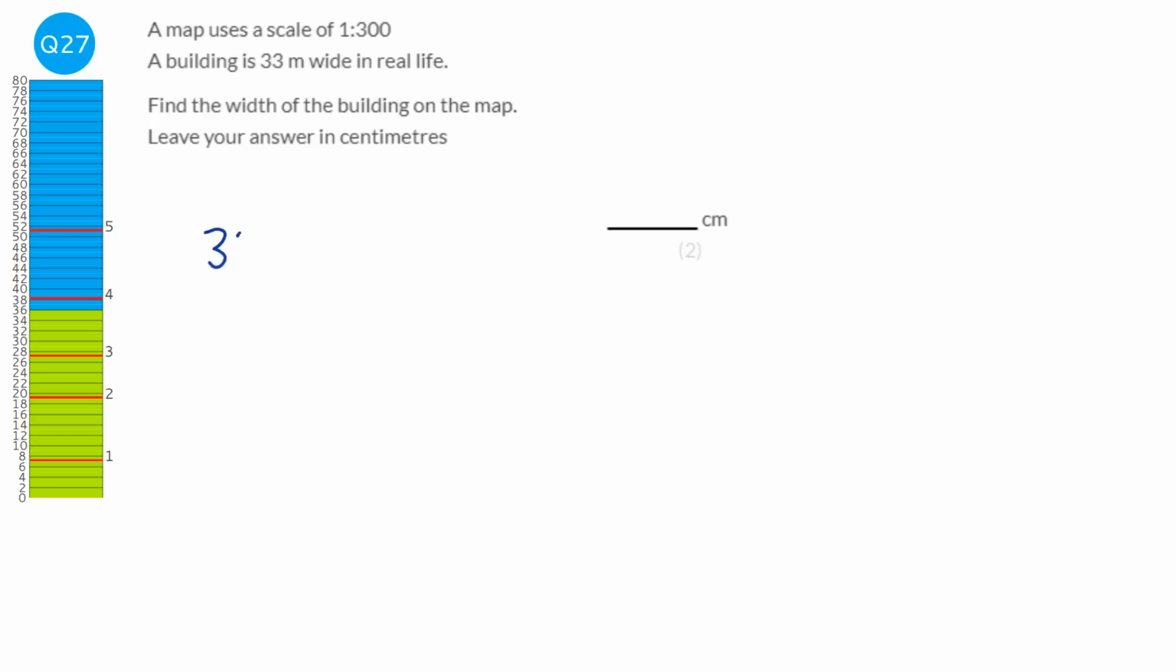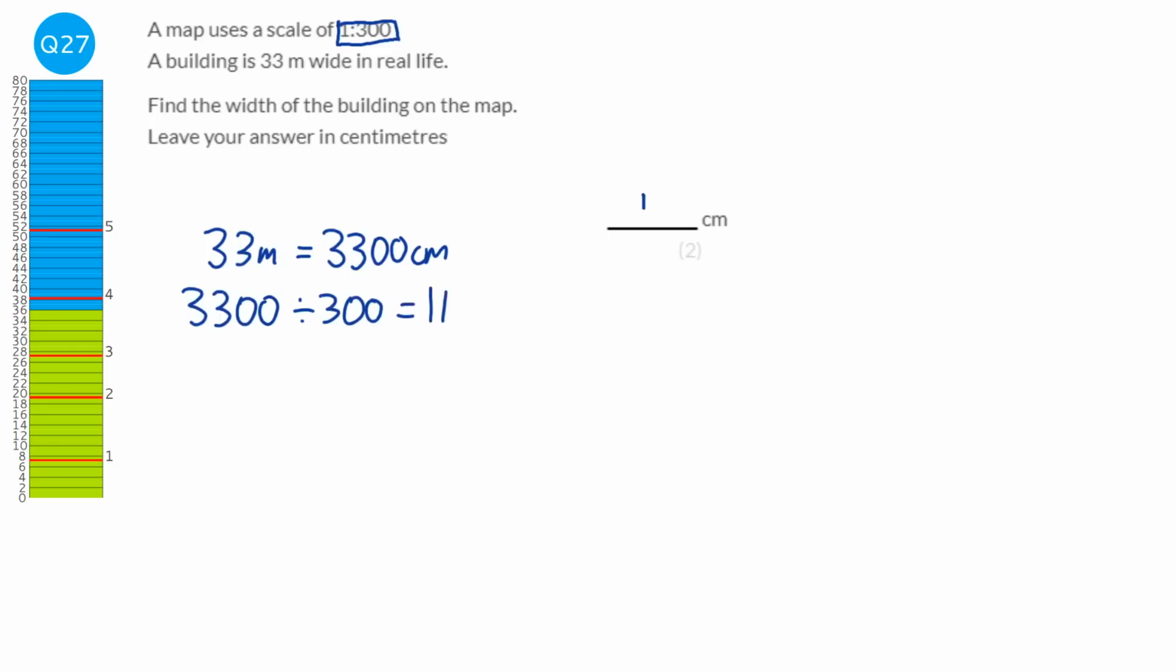I'm going to start by working out the width of the building in centimetres. So it says 33 metres, and I'm going to convert that into centimetres by timesing by 100. Now when it says it has a scale of 1 to 300, it means 300 in real life is 1 on our map. So all I need to do is divide it by 300 to find out what it's going to be on our map. So we'll just divide that by 300 and I get the answer of 11. So it's going to be 11 centimetres on our map.